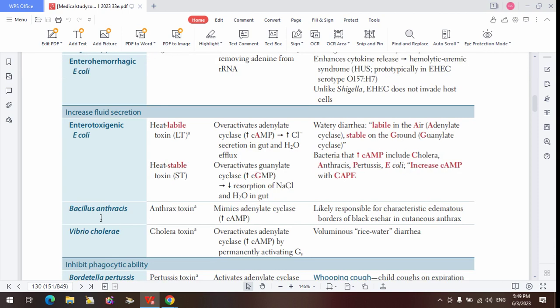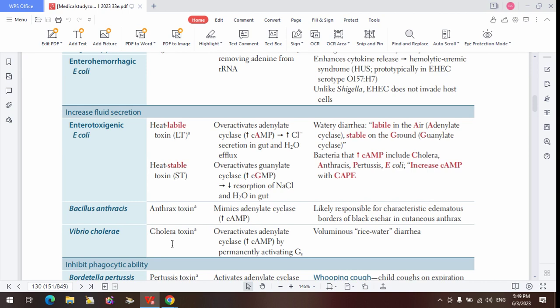But let's continue. For the other ones that also increase fluid secretion, the next one is Bacillus anthracis. Bacillus anthracis toxin is anthrax toxin. One way to look at it is that they form what we call eschars. Eschars are just like necrotic scars within the skin, and they look edematous. To form that edematous scar, you need to increase water absorption. How can it do that? It mimics adenylate cyclase and stimulates production of cAMP that causes absorption of water into those cells, causing the edematous border of the eschar. That is it about anthrax.